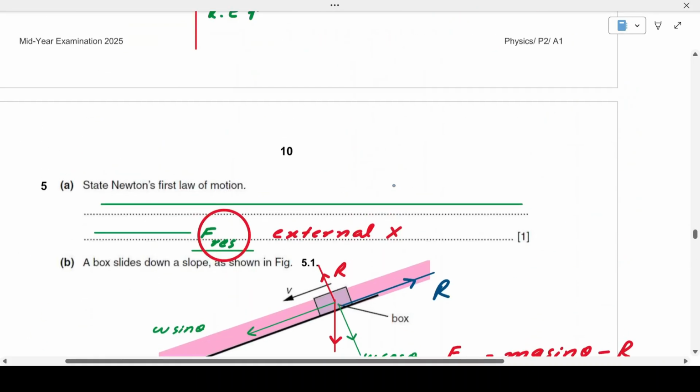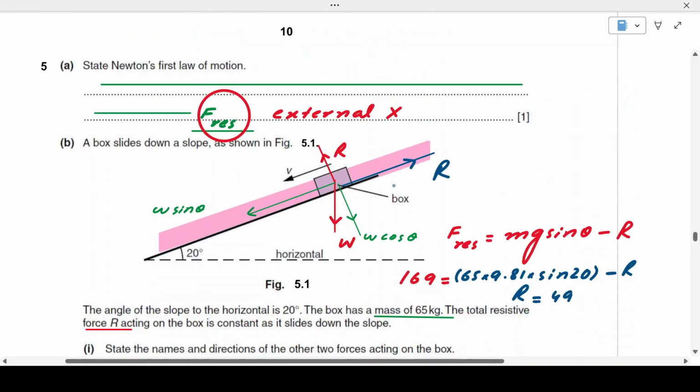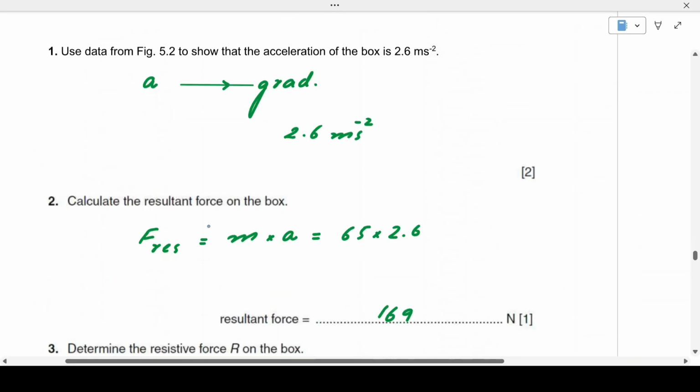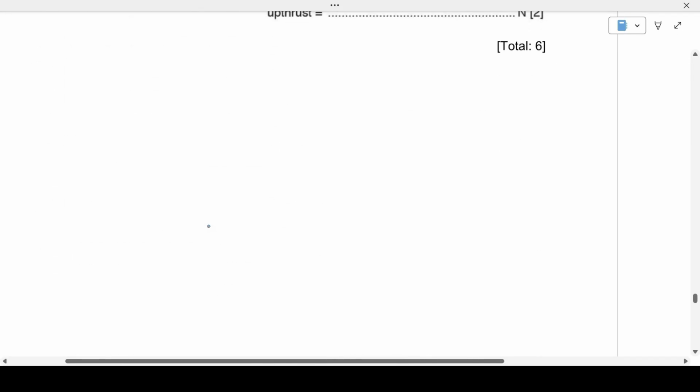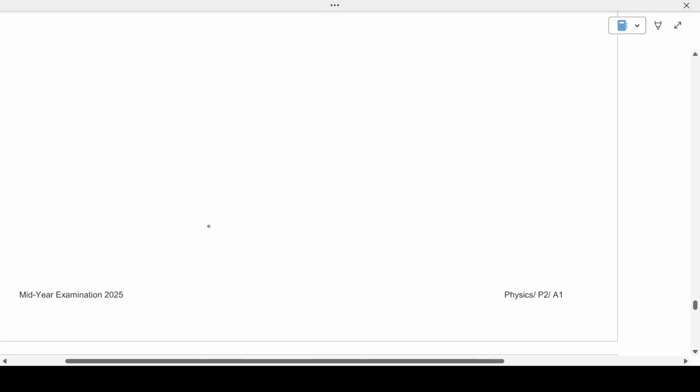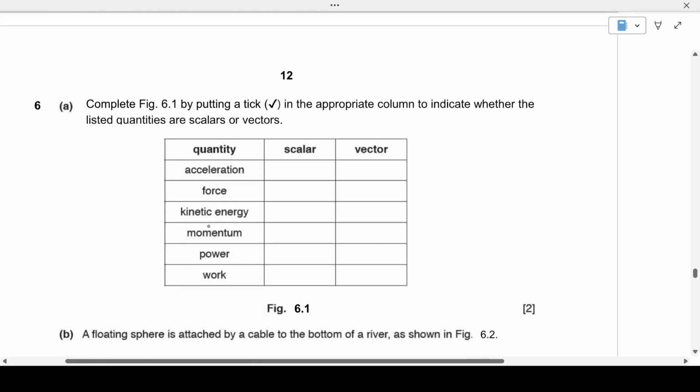So we have done this case several times. Whenever the object is placed on the inclined plane, how do we find the resultant force? The force down the slope is always mg sine theta if the angle of slope is given. Yeah, I hope this one can be done.